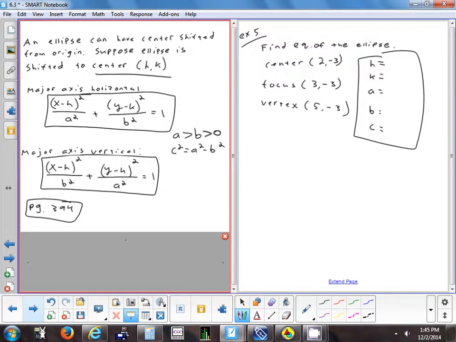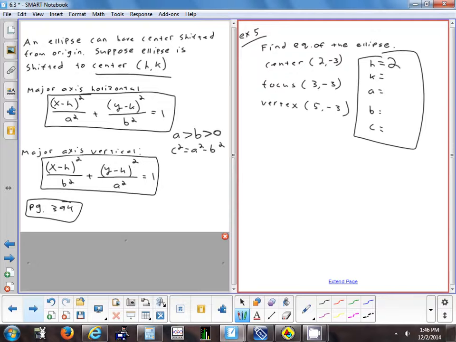Looking at example 5, the center is 2, -3. Focus is 3, -3. Vertex is 5, -3. What would h be? 2. Yeah, h is 2. Why? It's the x value of the center. How about k? -3. That's the new part. That's it. Now we're going to go back to finding a, b, and c, just like we did before.